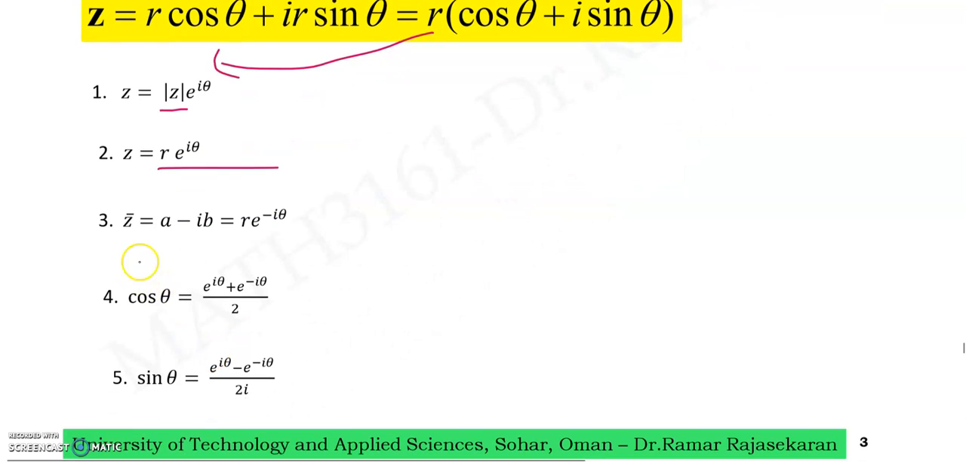Now z bar is equal to, what is that? a minus ib. Similarly, we can write this as r e power minus i theta here, because we take the complex conjugate. Conjugate means to change the sign of the imaginary part. So that here we write e power minus i theta for z bar. Okay. And these rules we can use whenever we need to simplify some expressions.